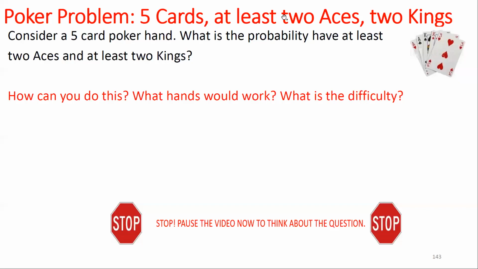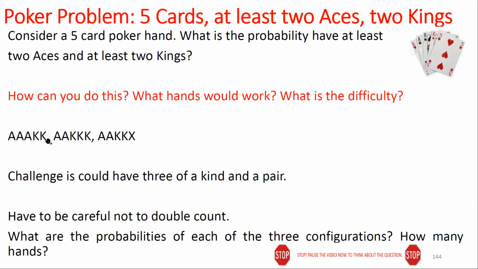Okay, so my TAs have said that there are three possibilities: three aces and two kings, two aces and three kings, and two aces, two kings, and some garbage card. So the challenge is we could have three of a kind and a pair. We have to be careful not to double count. So we want to figure out what are the probabilities of each of these configurations.